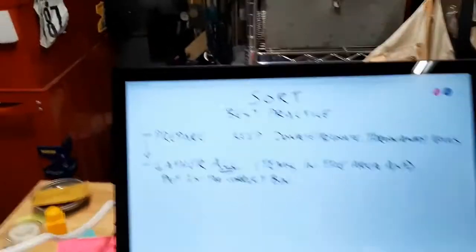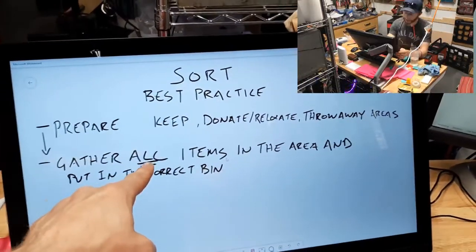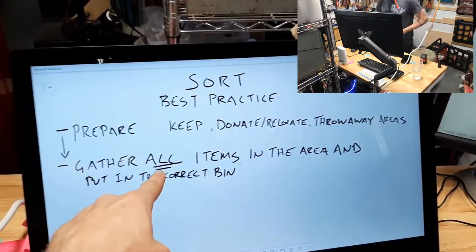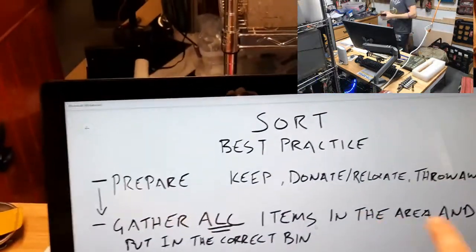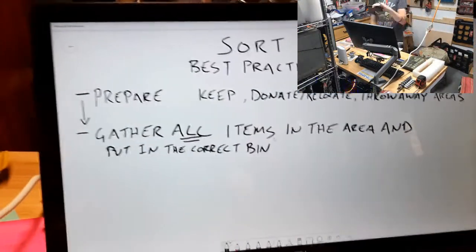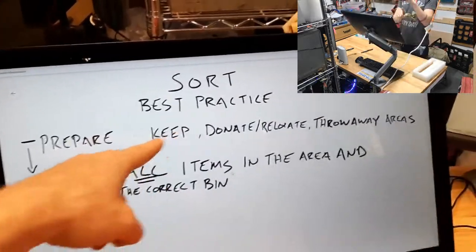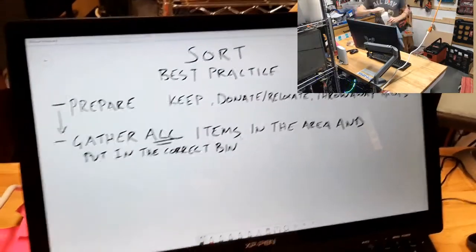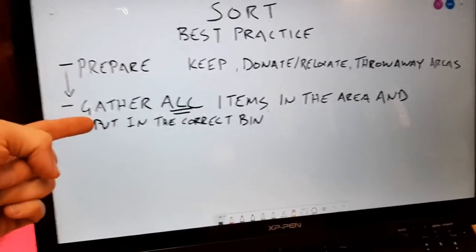What I'm going to do here, you'll see, hopefully time-lapsed here: gather all. Now I write in all caps, I underline double twice there, all items in the area, and put in the correct bin. Now, you may struggle a little bit with the donate, relocate, but right now, don't get too caught up. If you aren't certain, put it in the keep right now, and then you may have to make some harder choices a little way down the line. But let's not get hung up. So, dive in there. Let's get it done.